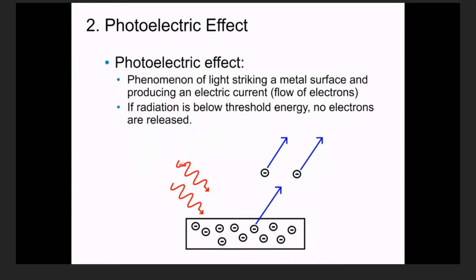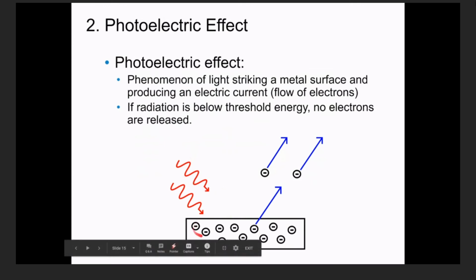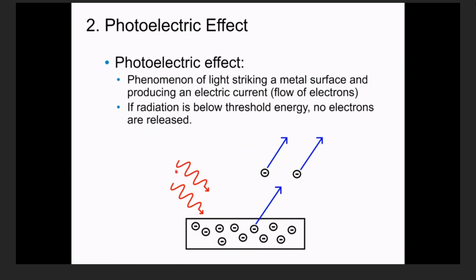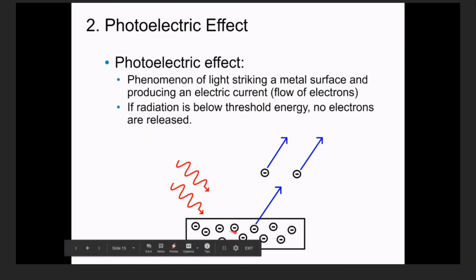So here's the energy coming in, like you're shining light, and this is a metal object down here. And these little guys are the electrons in the metal, and they're being ejected. So if you add the correct energy, then you can eject these electrons.